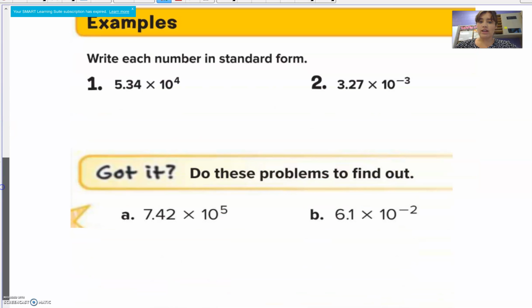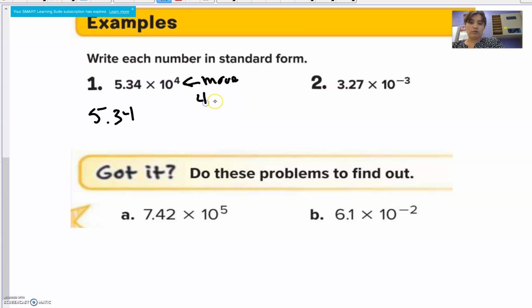Alright, so we're going to write each number in standard form. So this is a quick process. So we have 5.34 times 10 to the 4th power. So how you do that is you move 4 places to the right.